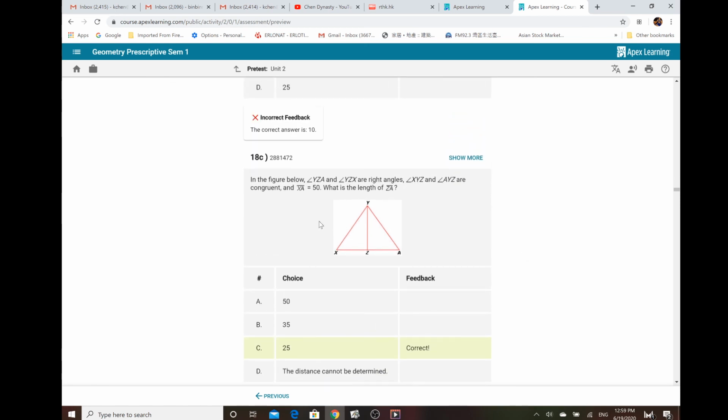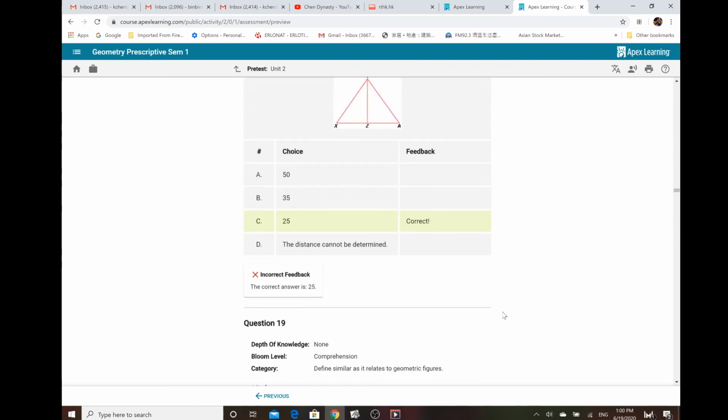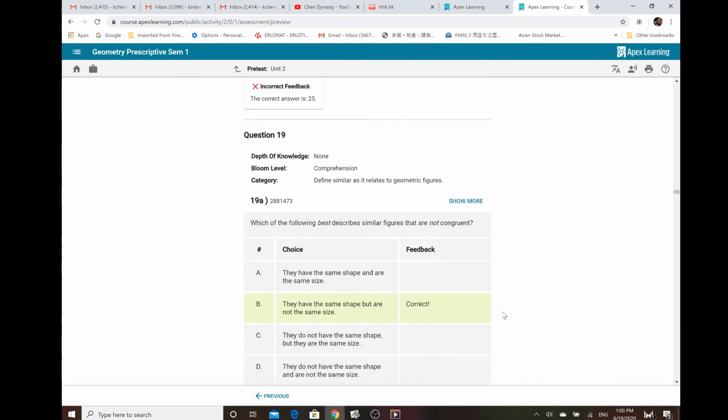Similar situation, so XA is 50. So what's the length of ZA? Once you prove the triangles congruent, that means XZ is the same as ZA, which is half of the distance of 50. So you can say that point Z is kind of like the midpoint, right in between. So this one is 25.